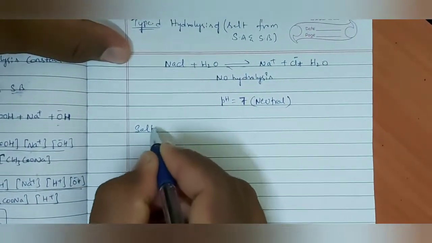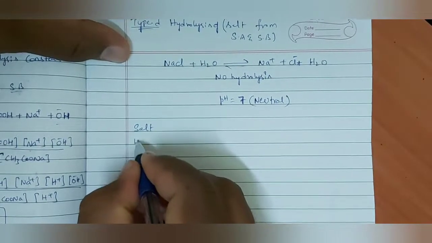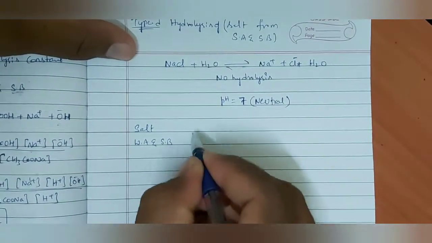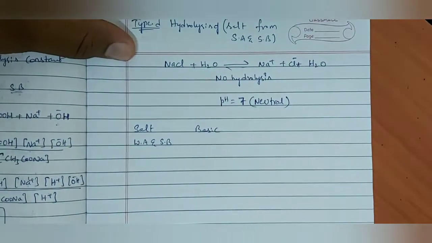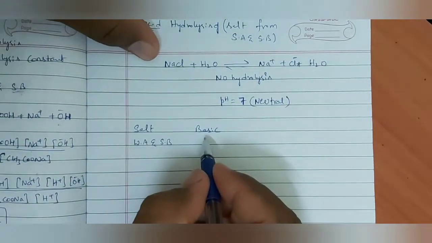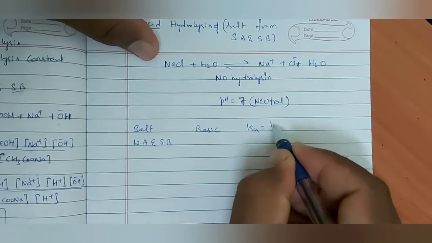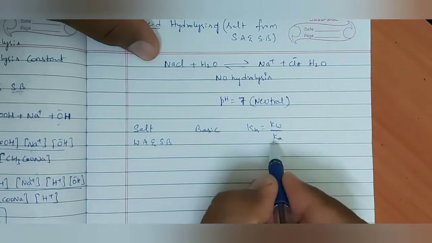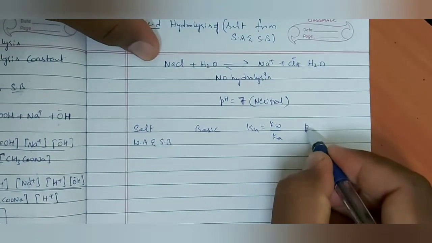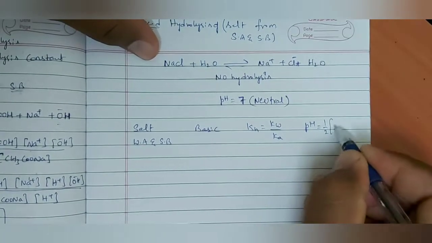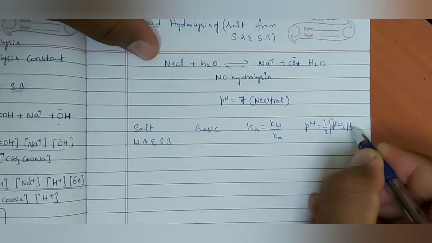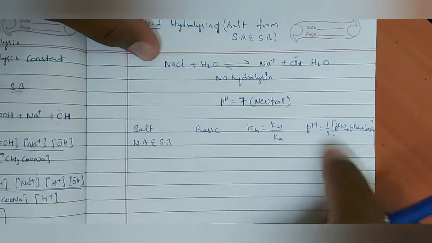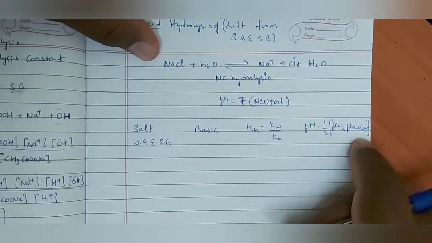Type of salt obtained from weak acid and strong base. Strong base means basic in nature. The solution is basic in nature. But KH is equal to, oppositely, KW by Ka. If it is basic, here we are getting Ka in the denominator. Next, pH is equal to 1 by 2 into pKw plus pKa plus log C.